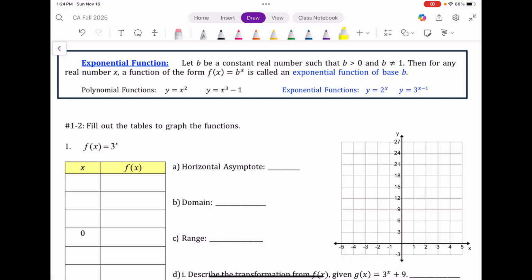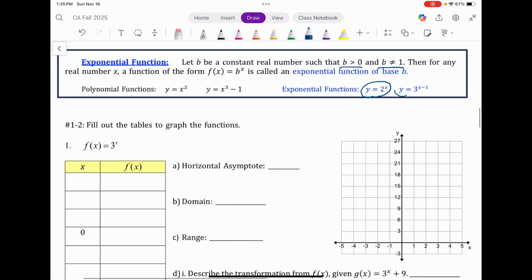On this side, we're going to talk about exponential functions. So some things to know about exponential functions is that the base will always be positive. The base will never be 1. Okay, and then these are some examples of exponential functions. So you got some base raised to a variable exponent.